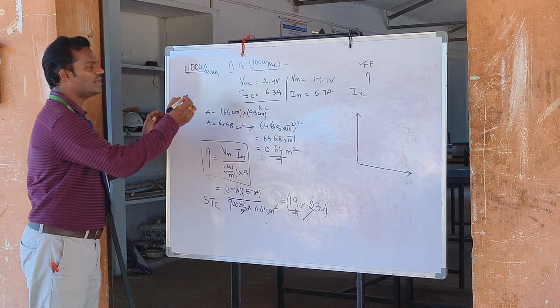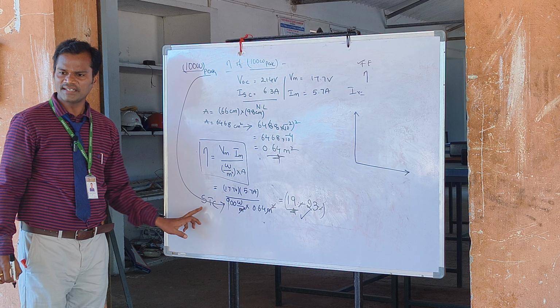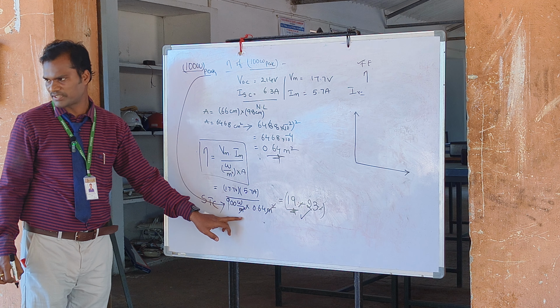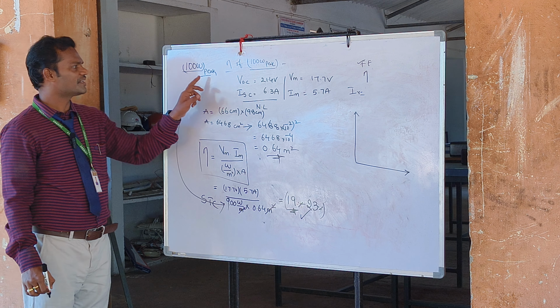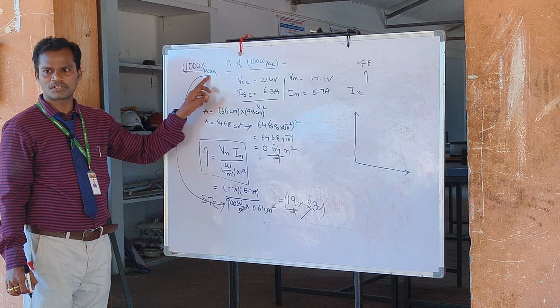100 watt peak. Peak means under which conditions? And they are tested under which standard condition? Standard test condition of 1000 watt per meter square. Under this condition, how much power can it generate? 100 watt peak. That's the meaning.